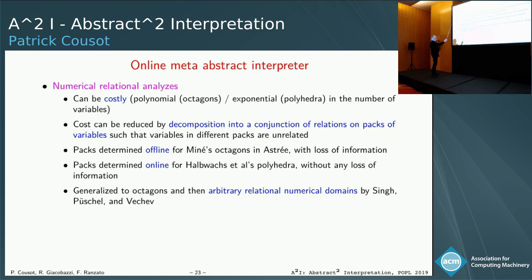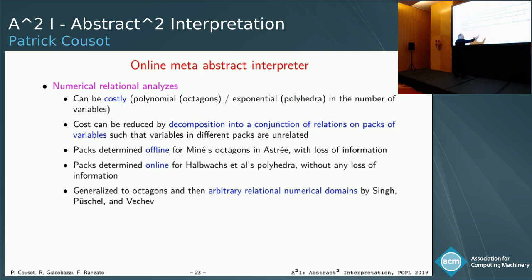So the idea is to do the packing, that is, you decompose into a conjunction of relations that are on separate packs of variables. So we have seen that already by Miné in the octagon, but Miné was doing a pre-analysis, so an offline abstract interpretation, whereas here we want to do that online, and this was invented by Halbwachs and his colleagues. Then you had Singh and Püschel and Vechev, they must be somewhere here. Yeah, no, no. And they generalize to octagons first, and then to arbitrary relational numerical domains.